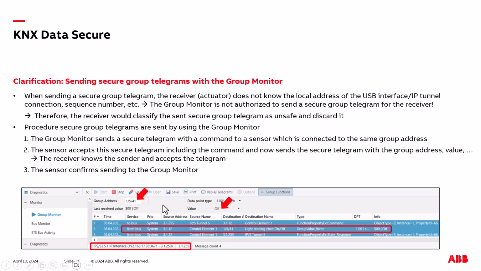I don't know your individual address in my list. I don't know the sequence number of the telegram. So this in principle will not work. But the ETS has solved this problem by sending 3 telegrams.